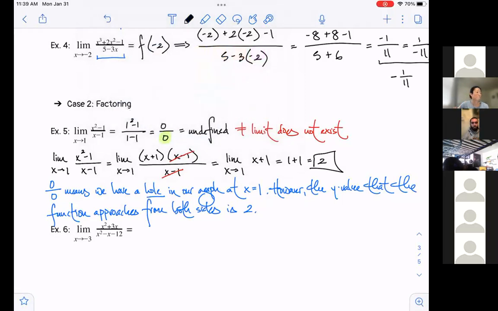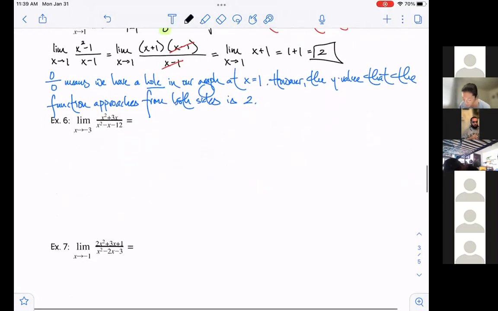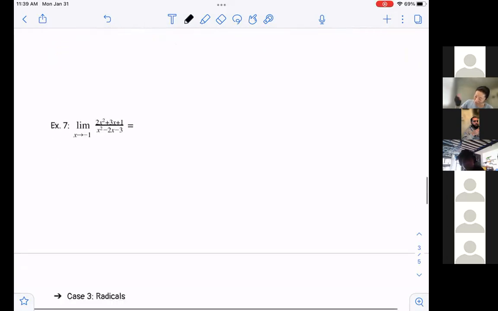I want to do this example. Okay, no. For the sake of time, I'm going to ask us to pick one of these two examples. Would we like to do number 6 together, or would we like to do number 7 together? Pick your poison. I see a couple votes for 7. Okay, great. So let's take a look at 7.